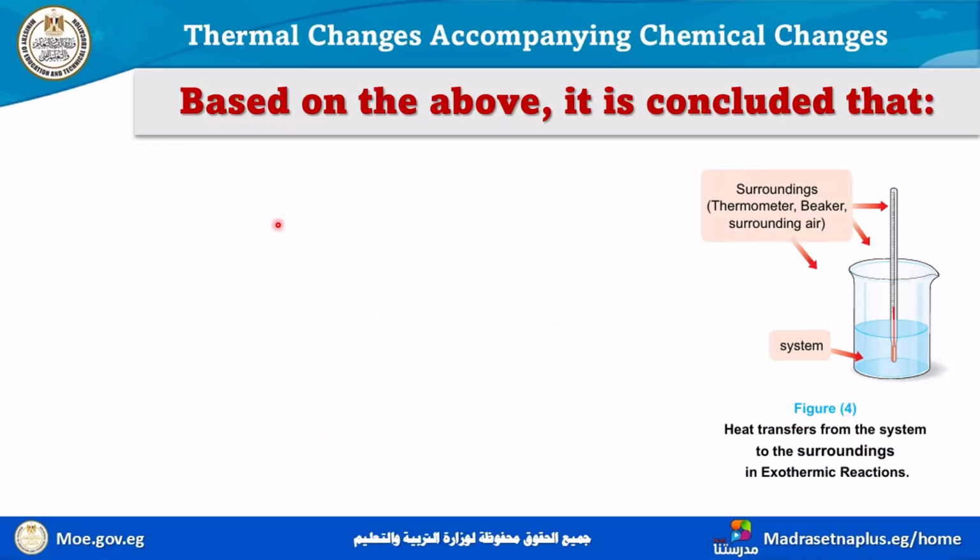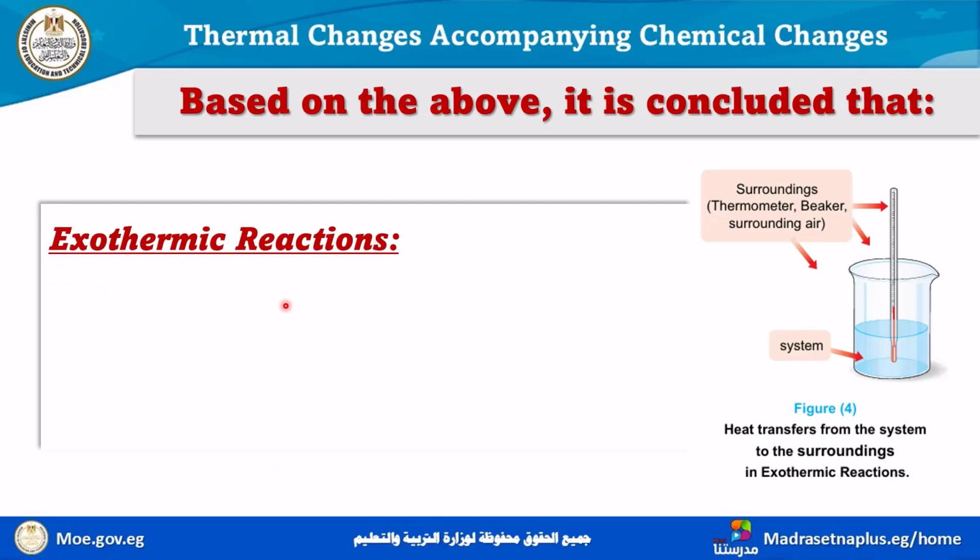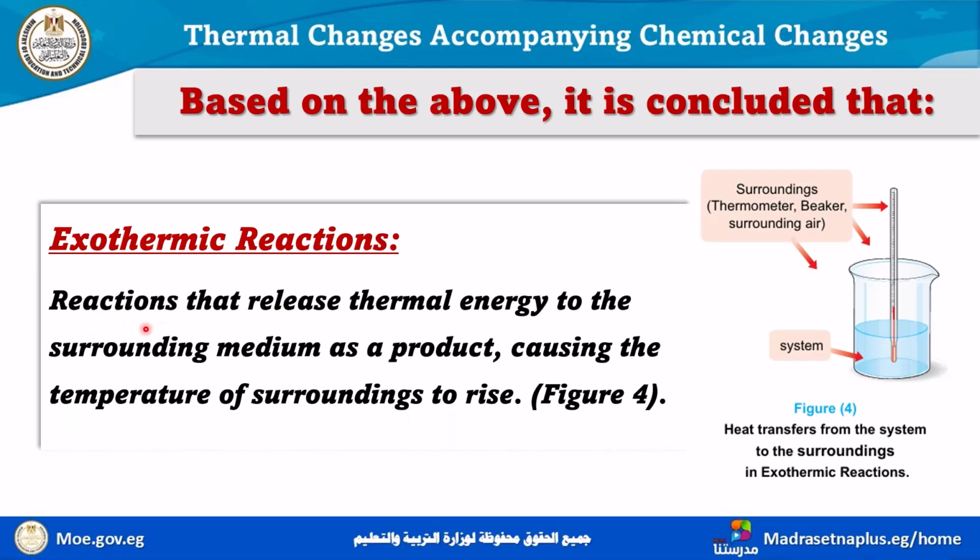So based on the above, it's concluded that exothermic reactions are reactions that release thermal energy to the surrounding medium as a product, causing the temperature of the surrounding to rise. And as we explained, the surrounding includes the thermometer, the beaker, and the surrounding air, where the system is the reactants inside the container in which the chemical reaction takes place.